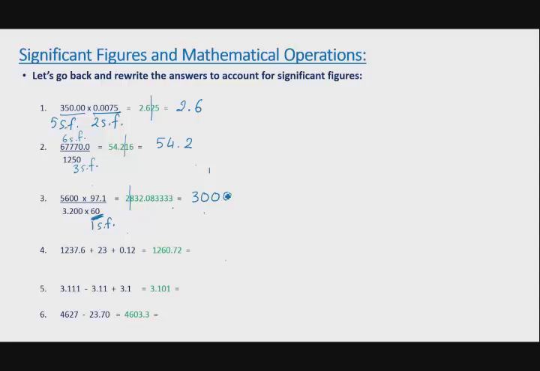Okay, the next 3 examples are addition or subtraction, in which case we are not focusing on sig figs, we are instead focusing on decimal places. So since this number has no decimal places, we'll round off our answer to 0 decimal places as well, which makes this 1,261. This measurement has 1 decimal place, so the answer gets rounded to 1 decimal place as well. And once again, this one has no decimal places, so we round off our answer to 4,603. No decimal places as well.